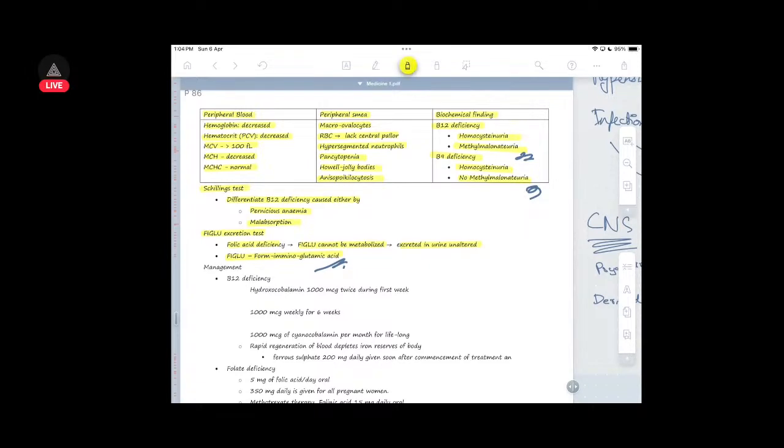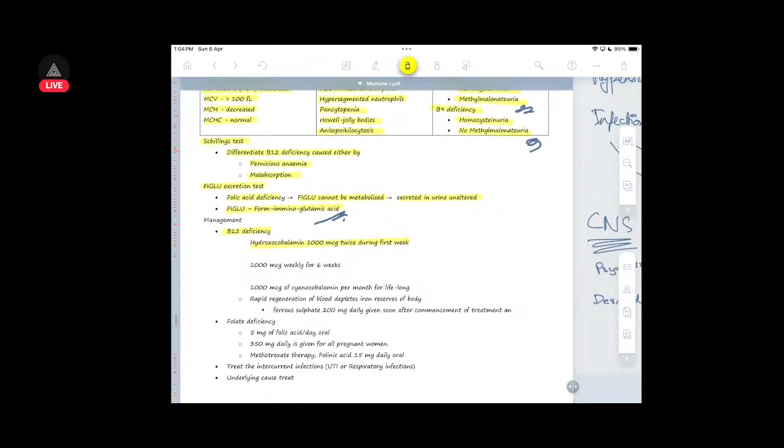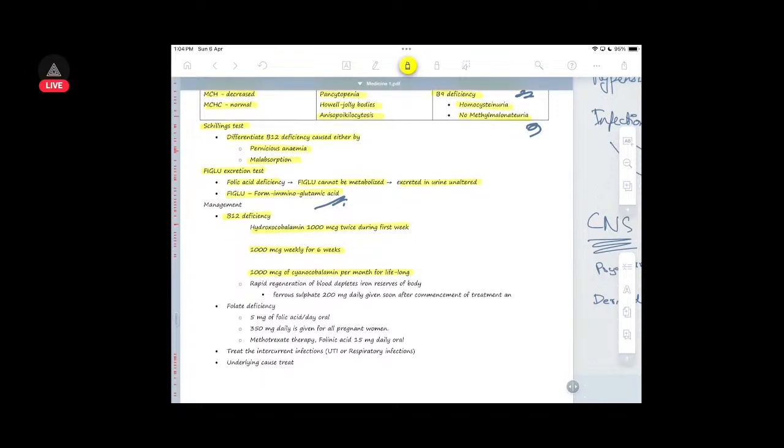So management for B12 deficiency, you can give hydroxocobalamin 1 mg, twice during the first week. You can give cyanocobalamin 1 mg per month for lifelong. Okay.